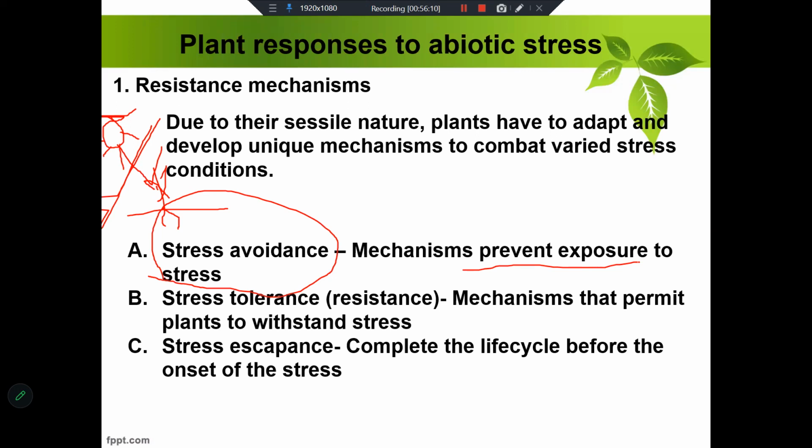And also having trichomes. Trichomes are also something like that. So those types of things are called stress avoidance mechanisms. Stress is already there, but the cell or the plant will not get exposed to the stress. Stress tolerance mechanism. Can somebody tell me a stress tolerance mechanism?